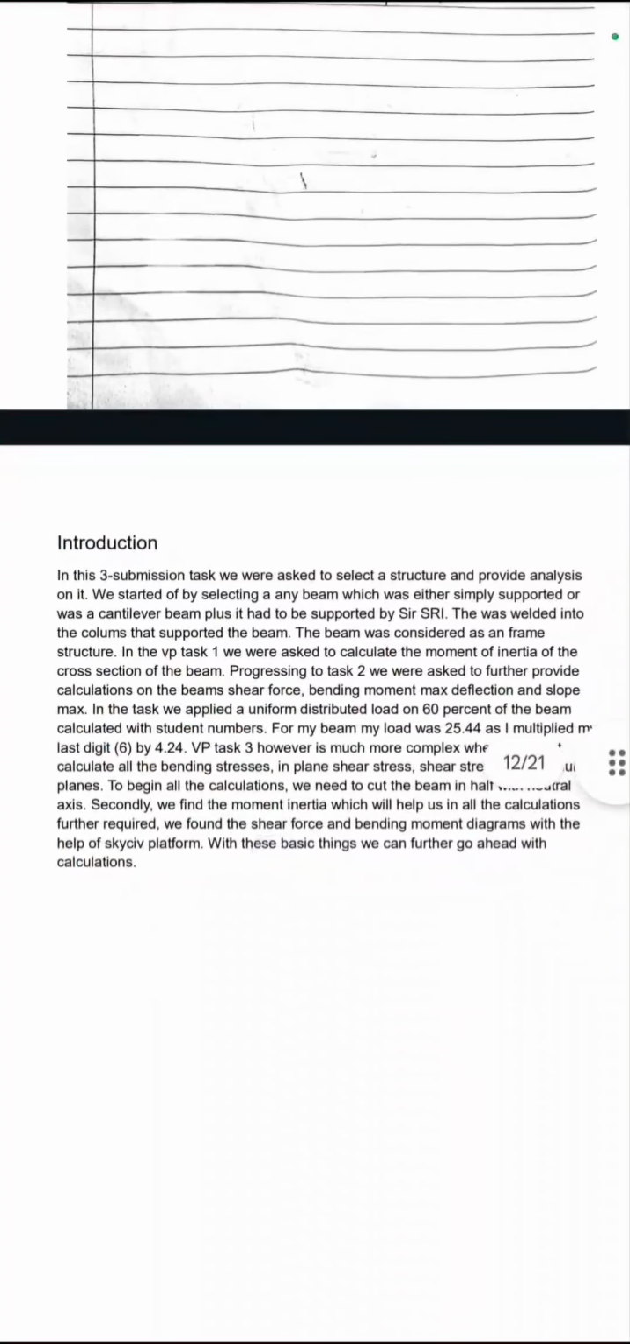And here we start off with the introduction, and here I introduce most of the things that I've done in the VP task 1 and 2, and I give some hints on how we are going to calculate our max stresses and max bending moments in VP task 3. Plus I've given some introduction to how my load and stuff was calculated.